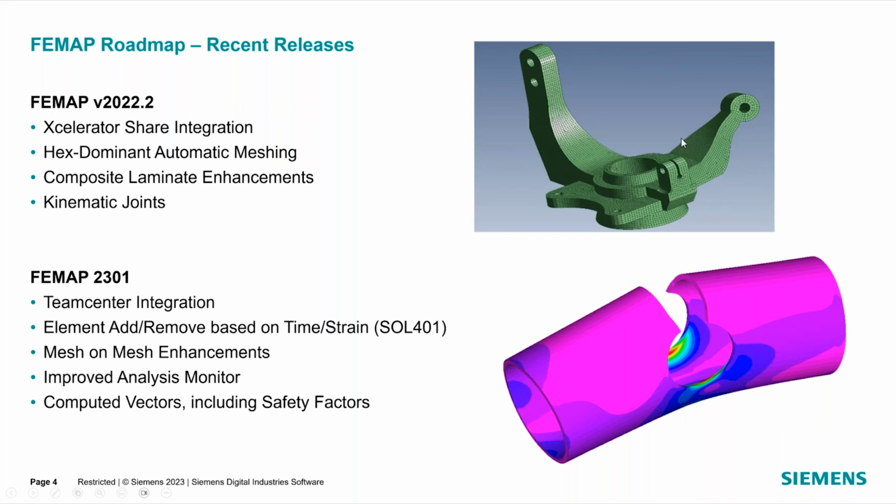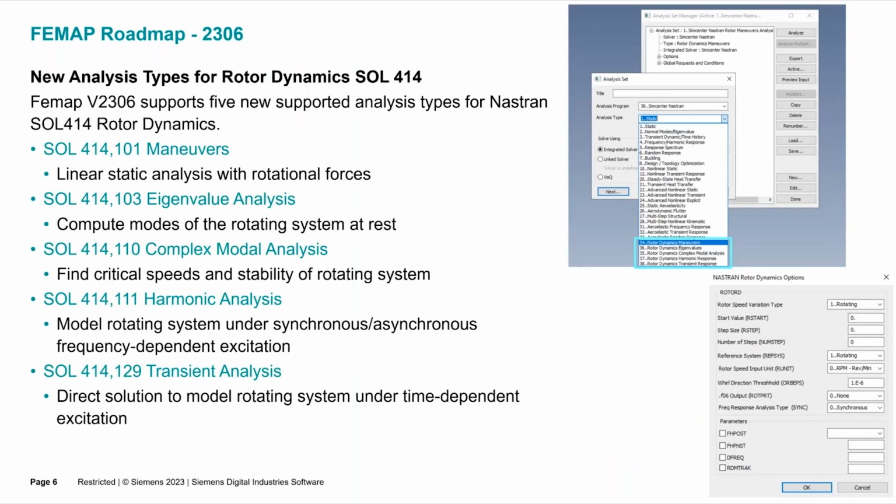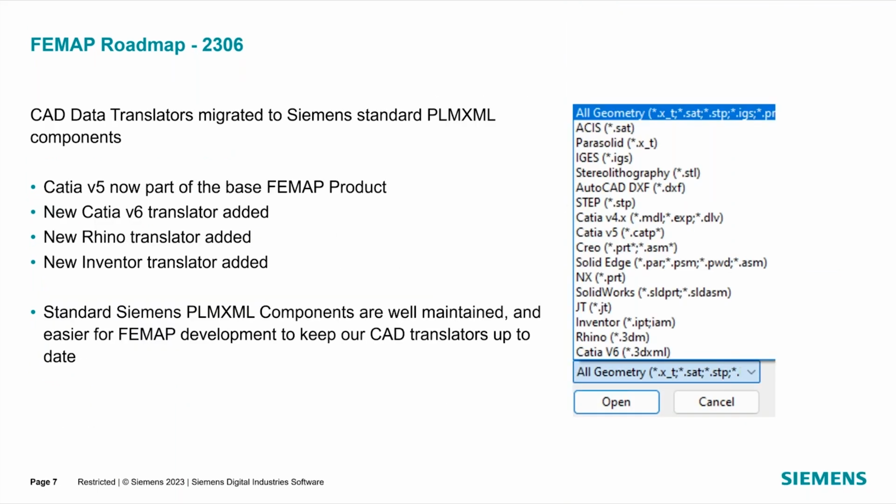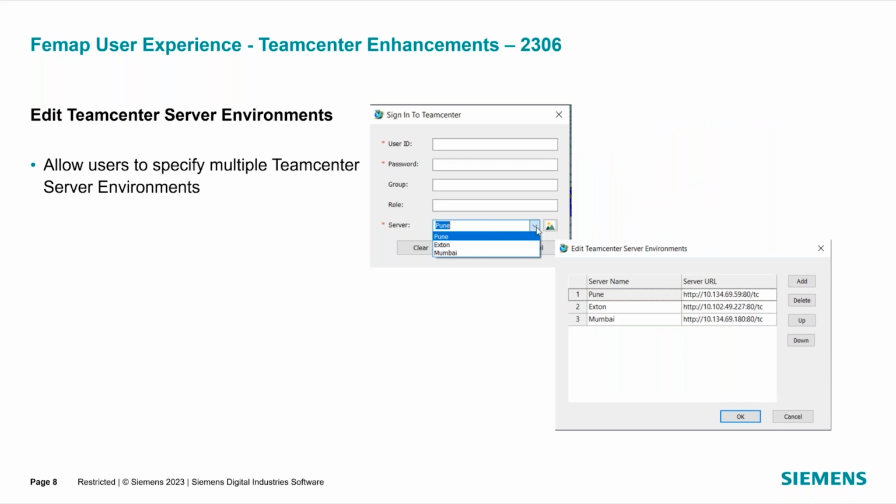I have like 20 years with LS-DYNA, so nonlinear is a lot harder. So this is what I think. Hex dominant automatic meshing, that's what I was showing earlier today. Composite laminate, kinematic joints, linear. This last release, I want to say in 2023, was a lot on rotor dynamics. It's out there. I've never used it. Never had to do rotor dynamics. But that was a big add-on to Femap. And user experience. So I'm almost out of time.